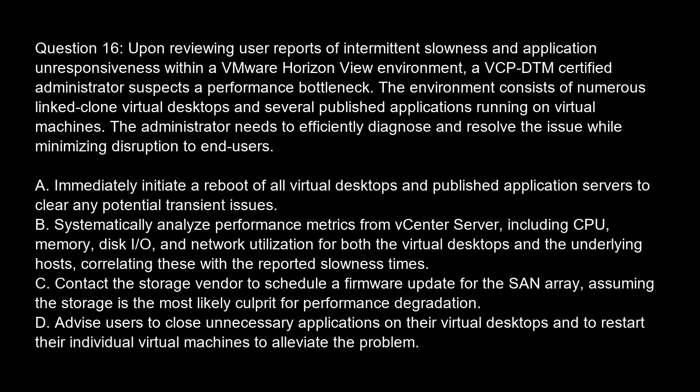Option A. Immediately initiate a reboot of all virtual desktops and published application servers to clear any potential transient issues. Option B. Systematically analyze performance metrics from vCenter Server, including CPU, memory, disk I/O, and network utilization for both the virtual desktops and the underlying hosts, correlating these with the reported slowness times. Option C. Contact the storage vendor to schedule a firmware update for the SAN array, assuming the storage is the most likely culprit for performance degradation. Option D. Advise users to close unnecessary applications on their virtual desktops and to restart their individual virtual machines to alleviate the problem.